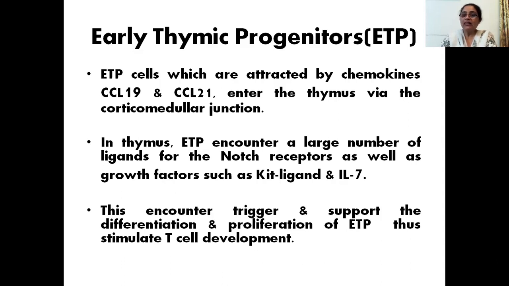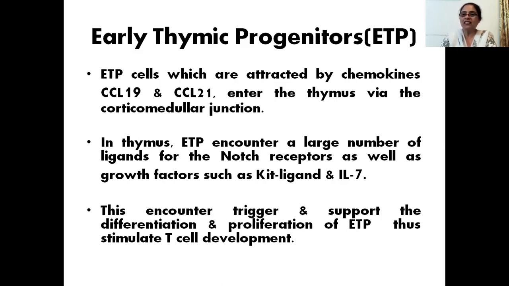When these ETPs enter the thymus, they encounter a large number of ligands for Notch receptors. What are Notch receptors? They are short signals. These signals, in the presence of ligands, welcome these ETPs, and there are certain growth factors and interleukin 7 which trigger and support the differentiation and proliferation of ETPs.